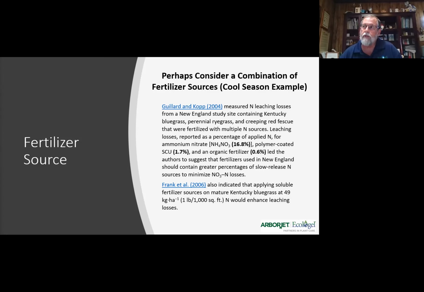So this led these researchers to suggest that in New England, you need a lot higher level of slow release nitrogen, something like in a liquid form would be the EnviroN, something that requires microbial activity to release it. And also this other study at the bottom, Frank et al., they indicated that applying like a pound of nitrogen per thousand in the water-soluble form on Kentucky bluegrass enhanced leaching losses substantially. And that doesn't do you any good when you're losing a lot of fertilizer to leaching. So that's declining your fertilizer efficiency.